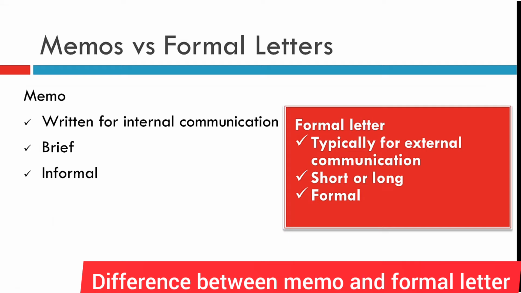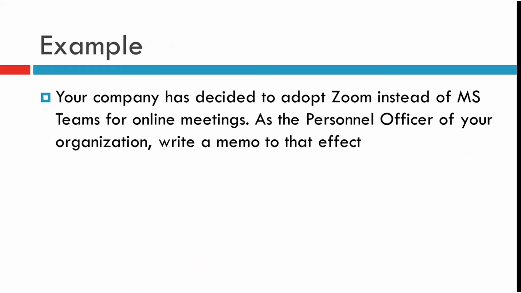So, what is the difference between a memo and a formal letter? A memo is written for internal communication. A formal letter is typically for external communication. A memo is usually brief. A formal letter can be short or long. A memo is informal, while the formal letter is formal.